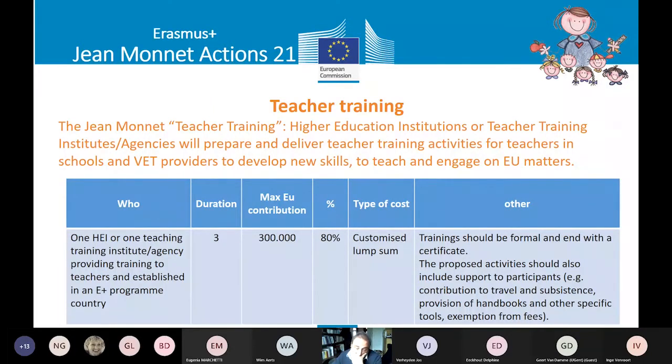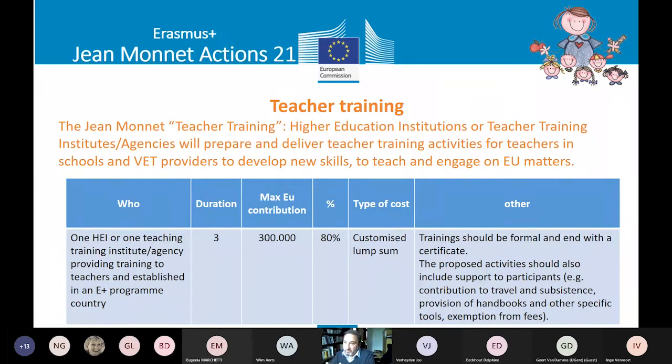That activity has a quite higher EU contribution, as you can see. This is up to 300,000 euro, also for a 3 years duration. It is based on customized lump sum, as I said, so it's a real package.